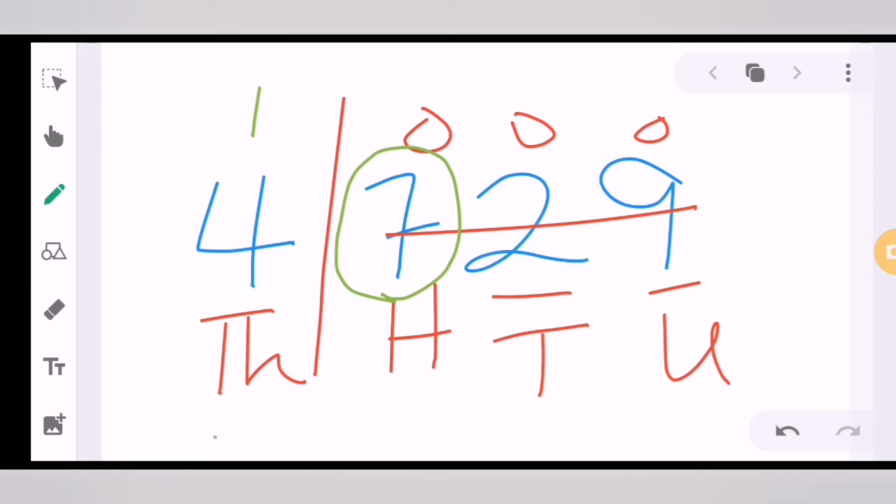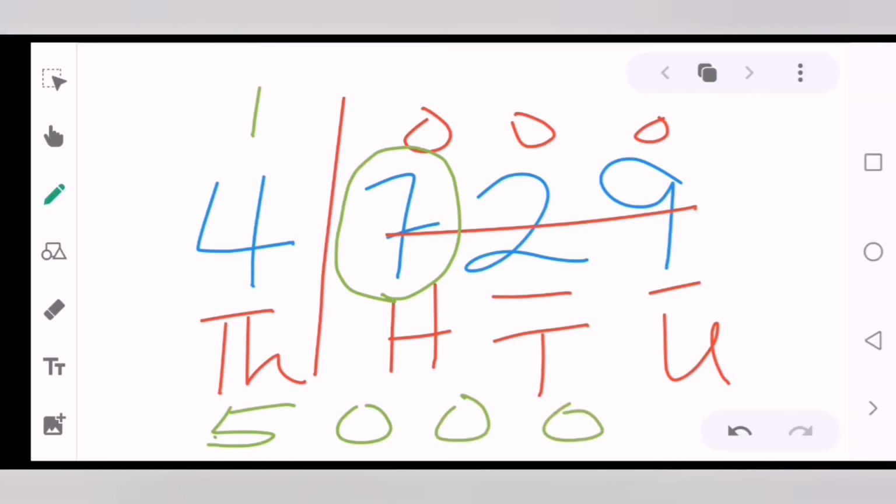So our final answer becomes 5,000. We don't want to read it as 4,729. We are reading off in thousands, straight as 5,000. Get it? Got it? Great.